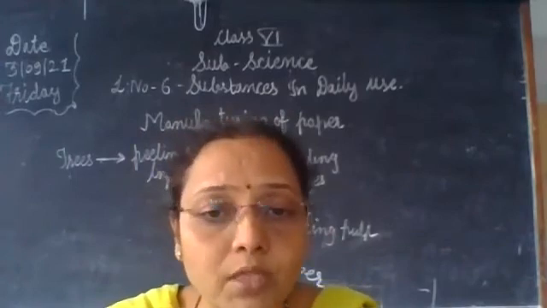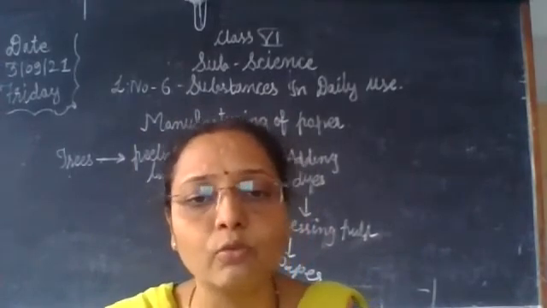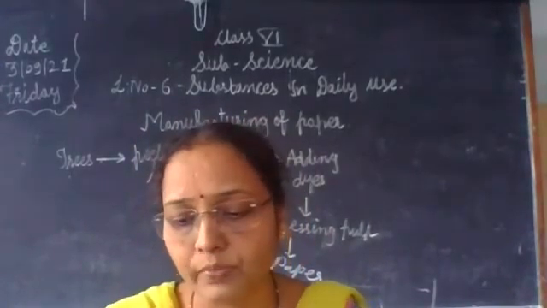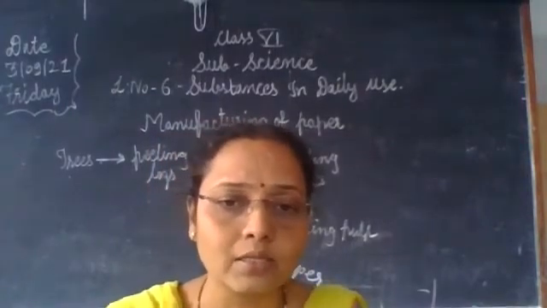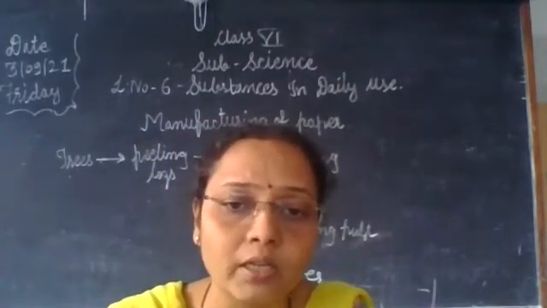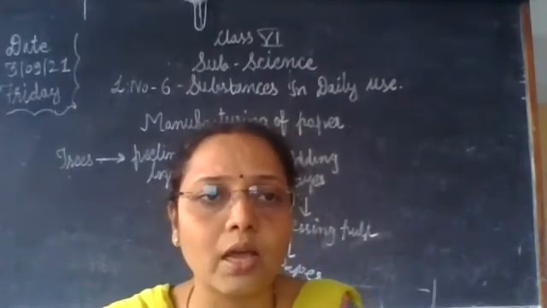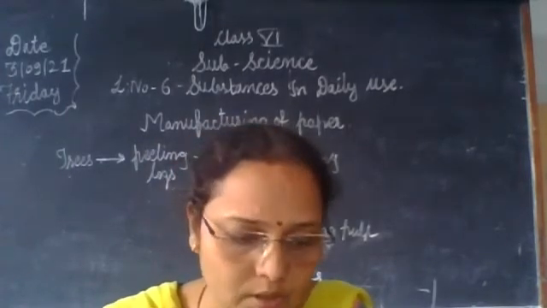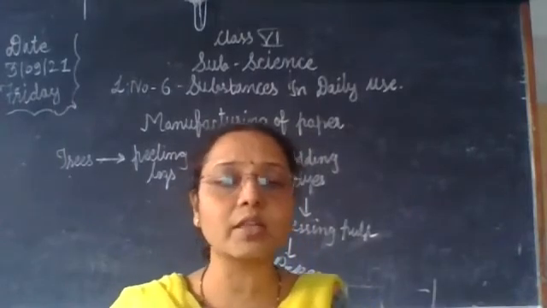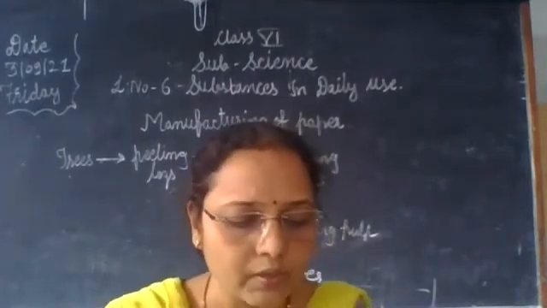Silk we obtain from silkworm, that is animal. Wool is obtained from animal, so that is animal fiber. And cotton, jute, that are obtained from plant sources, so they are plant fibers. Okay, now synthetic fibers or the threads.